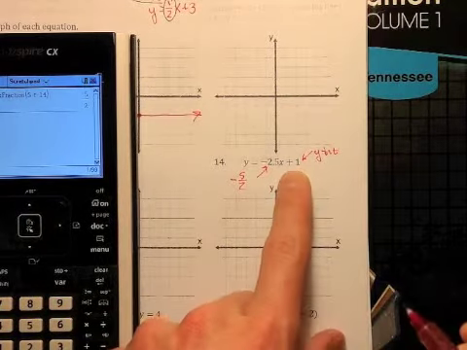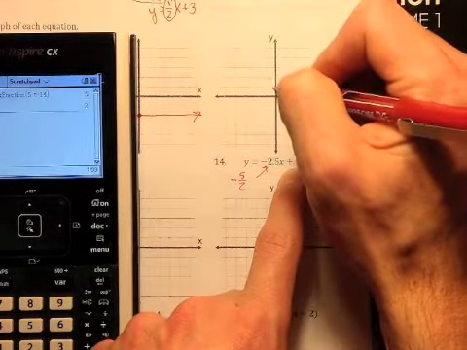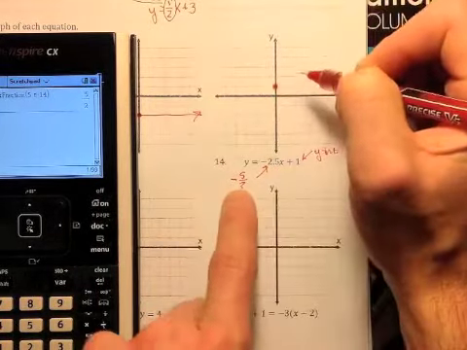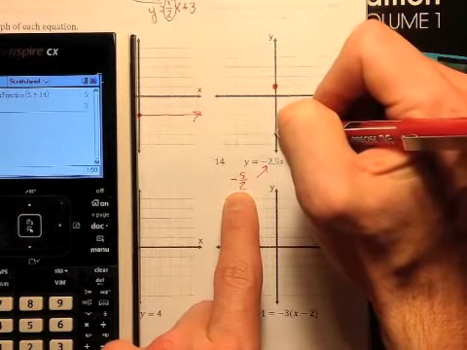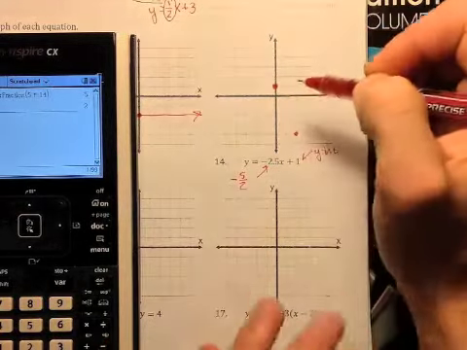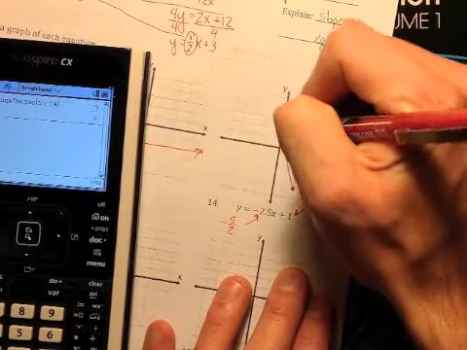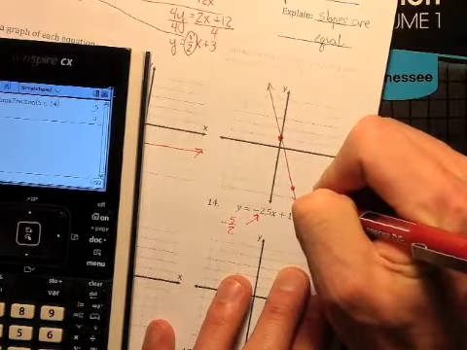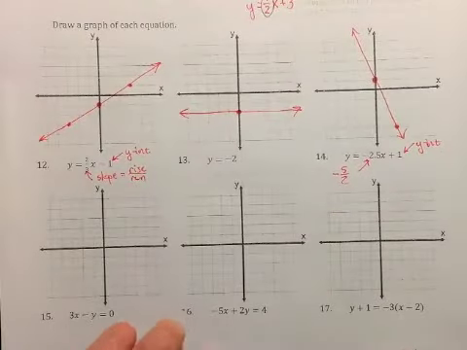Okay, so let's plot the y-intercept again. So starting at the middle, we're going to go up 1, plot a point. Now our rise is -5. 1, 2, 3, 4, 5. Our run is +2. 1, 2. Bada bing. So we have a second point. So let's connect those. Okay, so our line looks something like that. Alright, now let's look at number 15.